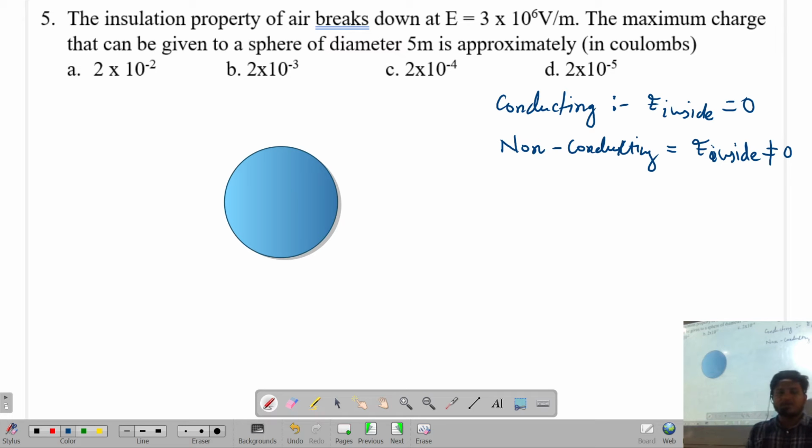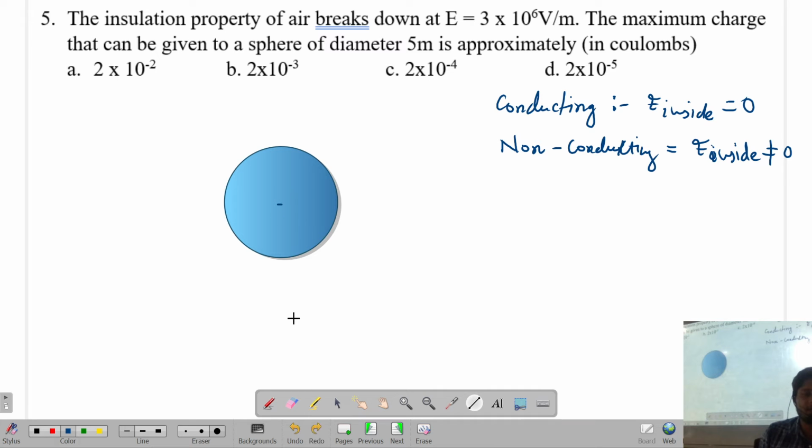So therefore, if this particular sphere is conducting, it will remain conducting up to the electric field of 3 into 10 to the power of 6 volt per meter, or not? Got it or not? Till that point, it will be a non-conducting material. Yes or no? So therefore, look over here.